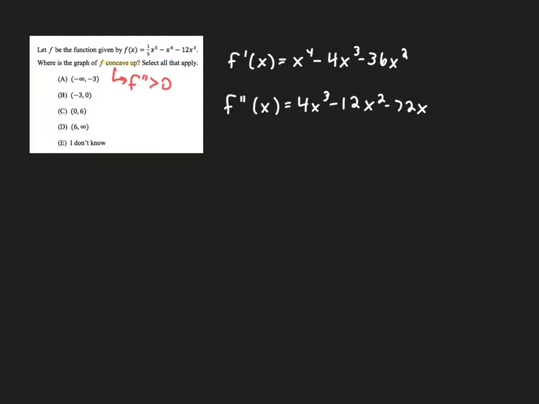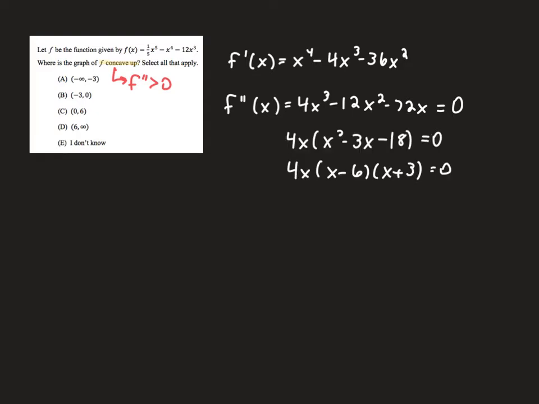What I'm eventually going to do with the second derivative is a sign chart for it, and in order to get the numbers on the sign chart, I need to know where the second derivative equals 0. What I'm doing is I'm finding the critical points of f prime. When I look at my second derivative, I see that I have a common factor of 4x that I'm going to factor out. And that leaves this trinomial, which then factors again into x minus 6, x plus 3. The zeros of this are going to be 0, 6, and negative 3. These are the three numbers that belong on the sign chart.